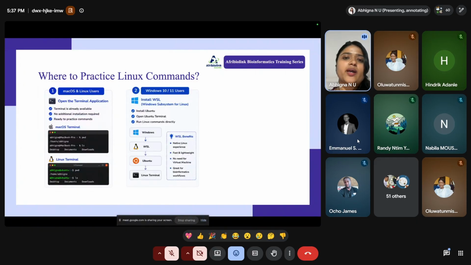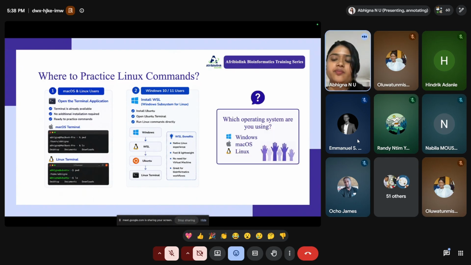So where to practice Linux? If you are on Mac or Linux, there is already a terminal available. And if you are on Windows, then it may be a problem, not actually a problem, but you can download the Ubuntu terminal on your Windows easily and practice Linux commands.